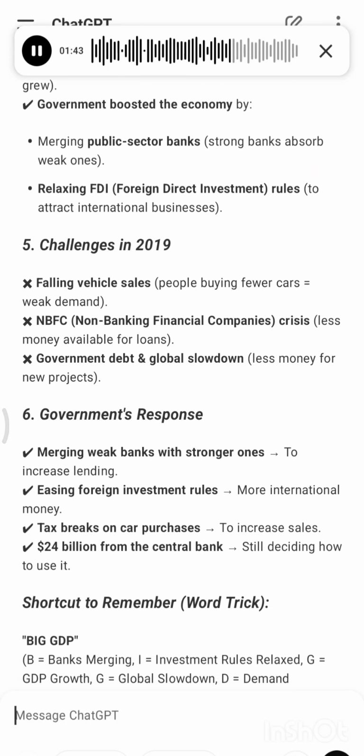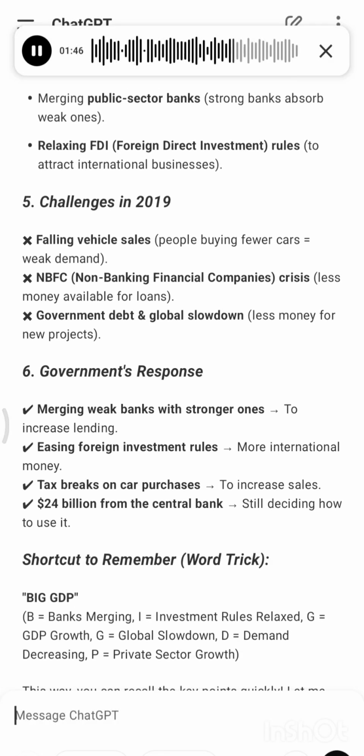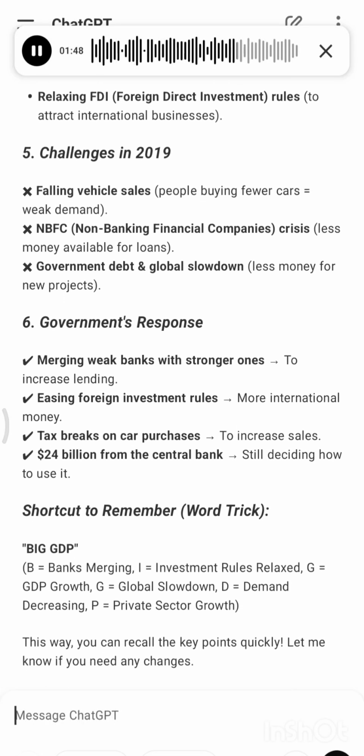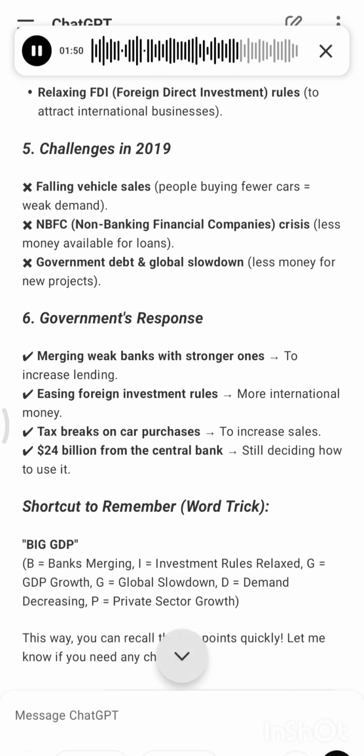5. Challenges in 2019. Falling vehicle sales, with people buying fewer cars, meant weak demand. The NBFC, non-banking financial companies, crisis meant less money available for loans. Government debt and the global slowdown meant less money for new projects.